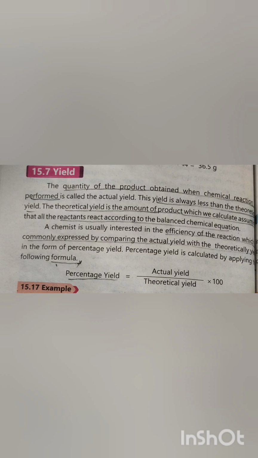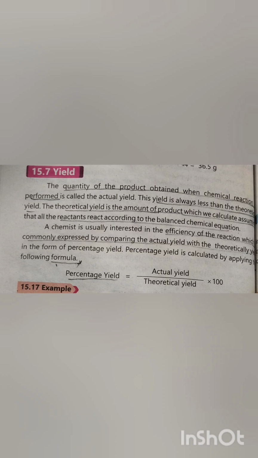Yield is to be considered as the final product that we get from ending the reaction. The quantity of the product obtained when a chemical reaction is performed is called actual yield. And scientists say that actual yield is always less than the theoretical yield. Theoretical yield is what we assume the reactants will convert into products, so it always comes out more than the actual yield.